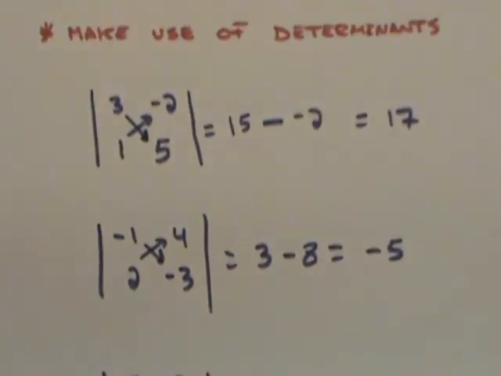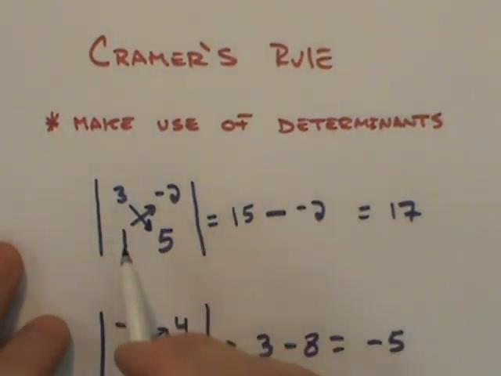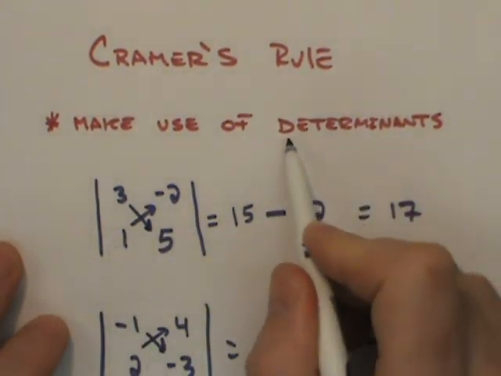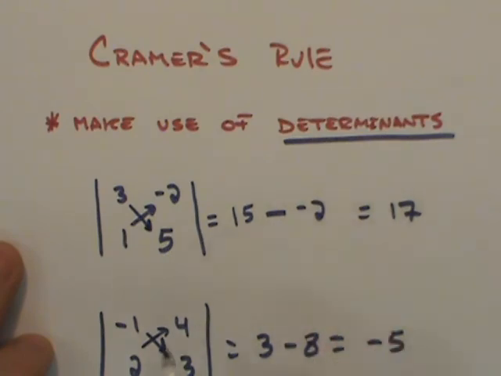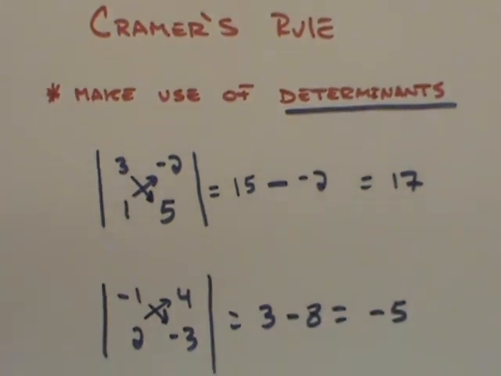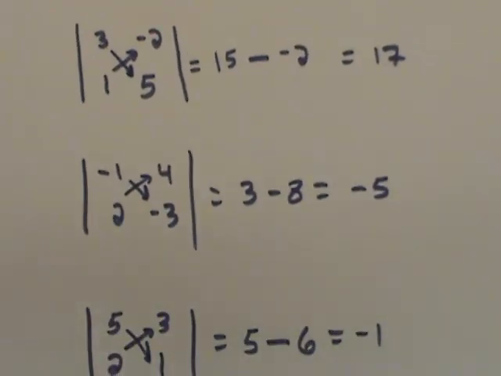So here's our introduction to Cramer's rule. What I'm showing you, this technique, is called determinants. You're finding a determinant. On our next example, I'm going to put all this together and show you how this little technique can be used to find or solve systems of equations.